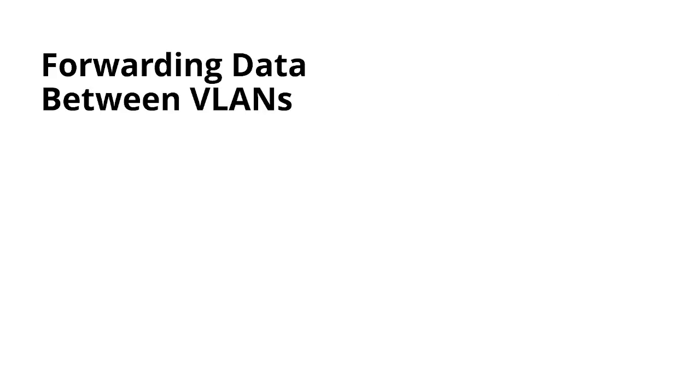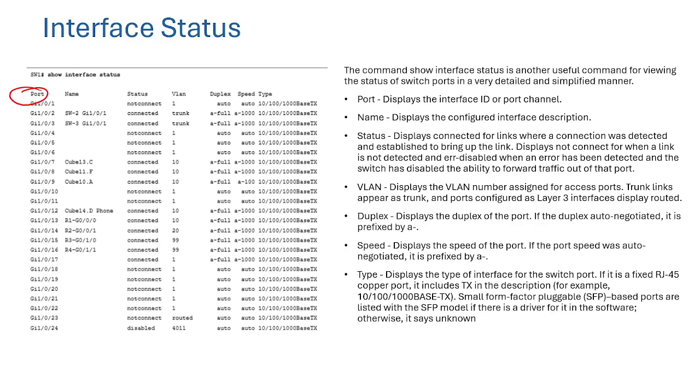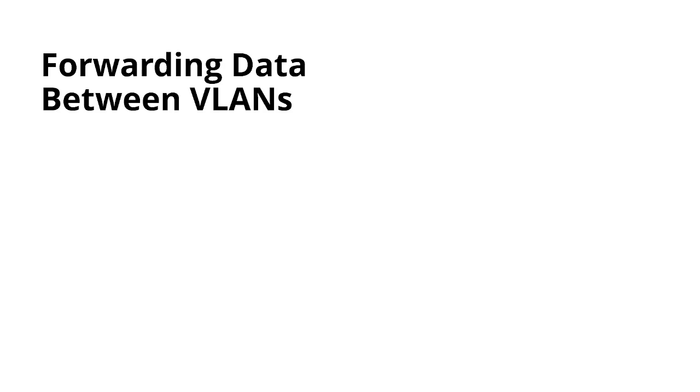Next, let's see how we configure an access port, how we configure a trunk, and how we limit the VLANs in the trunk port. So far we have discussed the access port, trunk port, and native VLAN. Next we'll discuss how forwarding data between VLANs will happen.